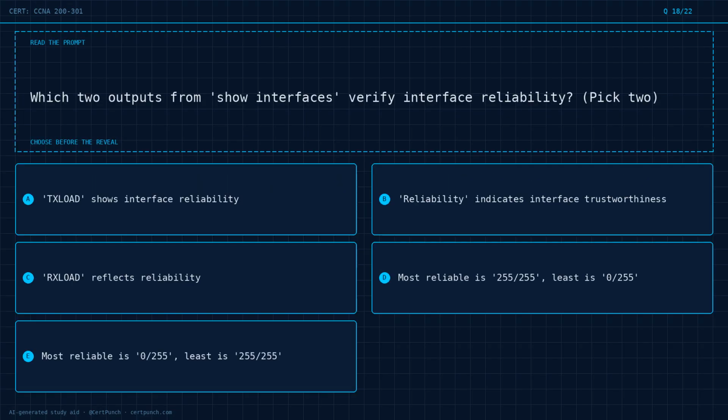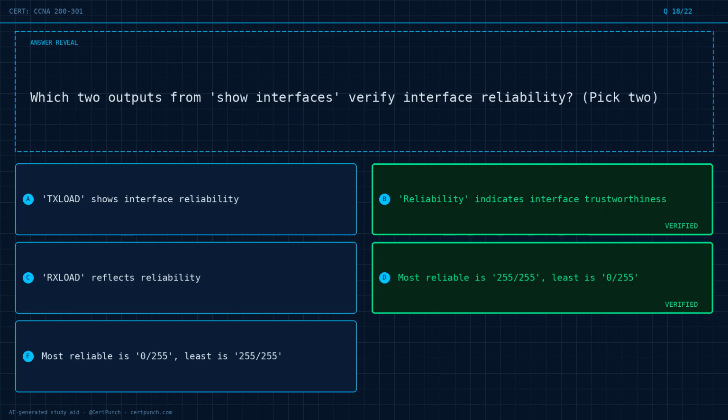Question 18 of 22. Which two outputs from Show Interfaces verify interface reliability? Pick two. Option A, TX load shows interface reliability. Option B, reliability indicates interface trustworthiness. Option C, RX load reflects reliability. Option D, most reliable is 255/255. Least is 0/255. Option E, most reliable is 0/255. Least is 0/255. Choose the best answer before the reveal. Commit to it now.